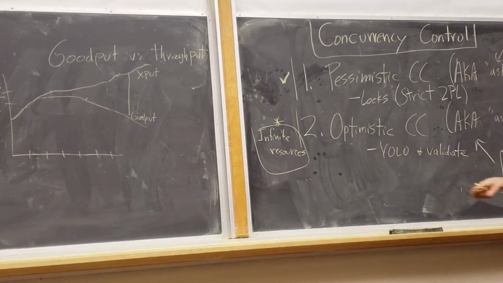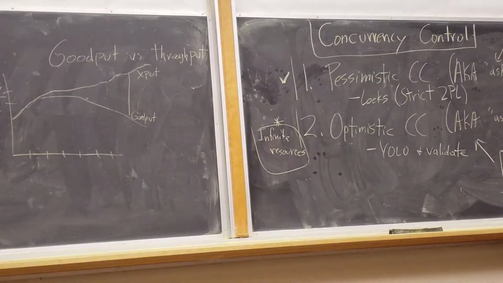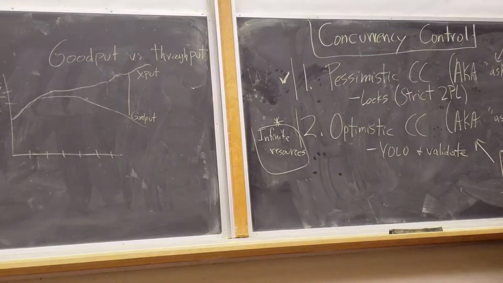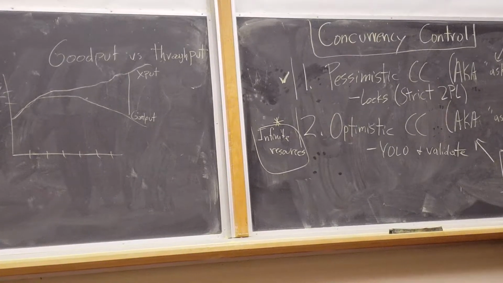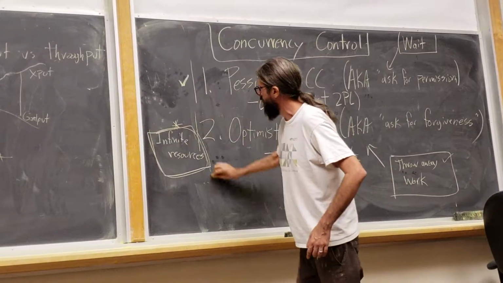So on the surface, you're like, okay, well there's no such thing as infinite resources, so that's not interesting. On the other hand, it's all relative, right? So in systems where there is a tremendous abundance of resources, optimistic CC can do pretty good. What's an example of a system in which there's essentially arbitrarily many resources?